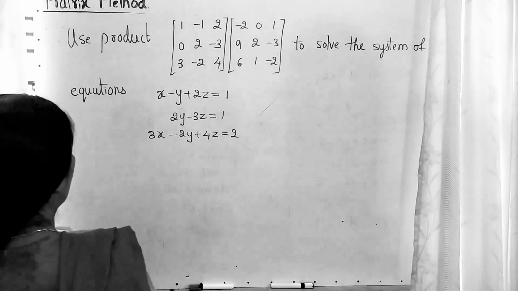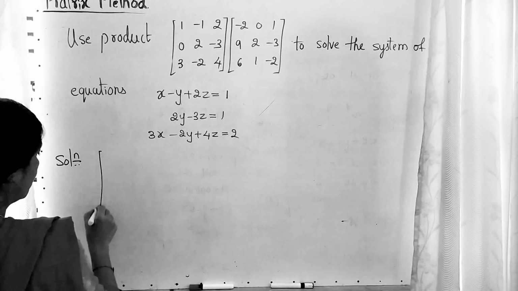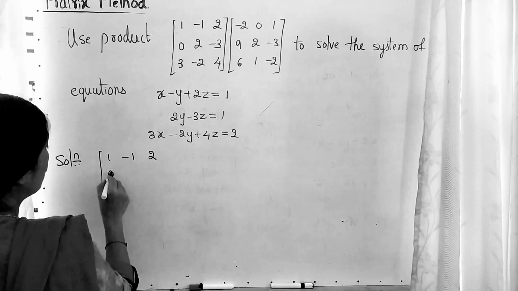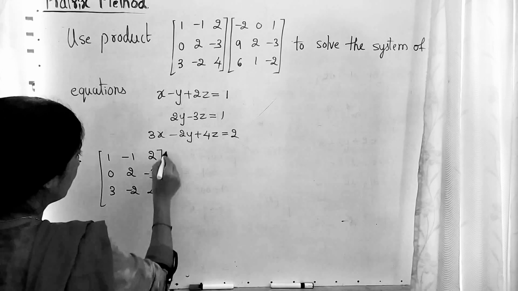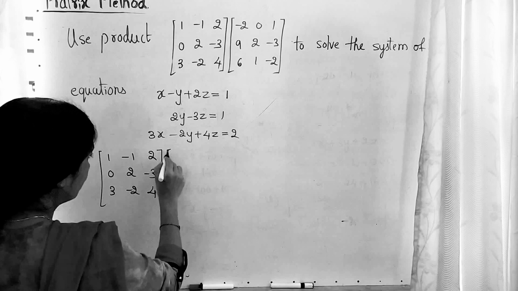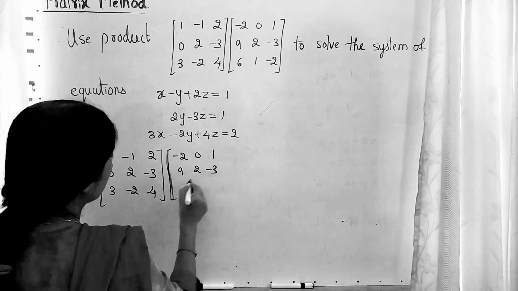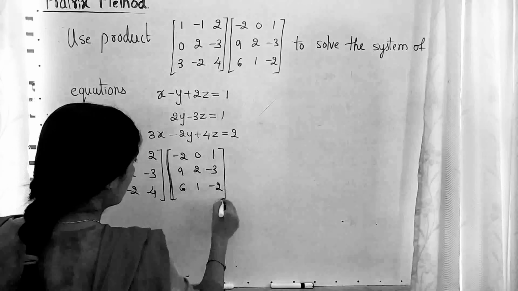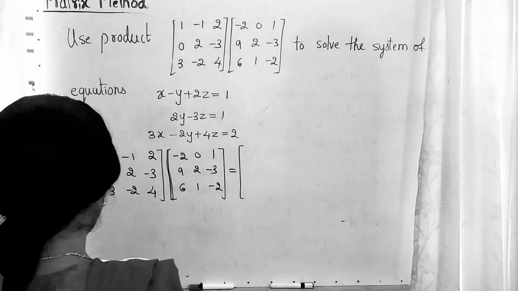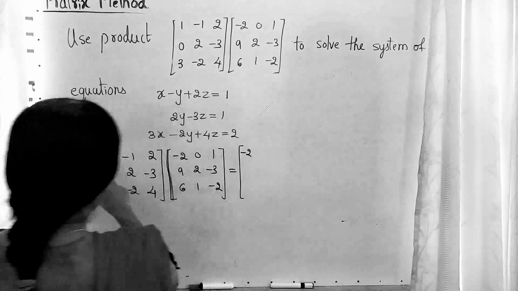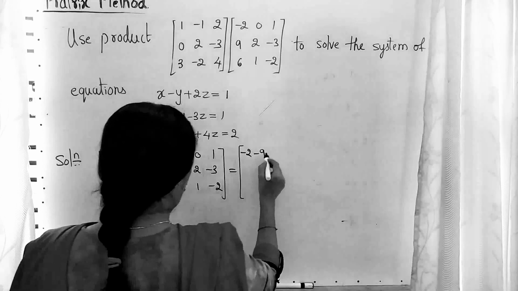So first what we have to do? First we have to find the product of these two. 1 minus 1 2, 0 2 minus 3, 3 minus 2 4, and here minus 2 0 1, 9 2 minus 3, 6 1 minus 2. As usual, normal multiplication. First row with first column, first row with second column, first row with third column. So it is, see, 1 into minus 2, minus 2, minus 1 into 9, minus 9, 2 into 6, 12.